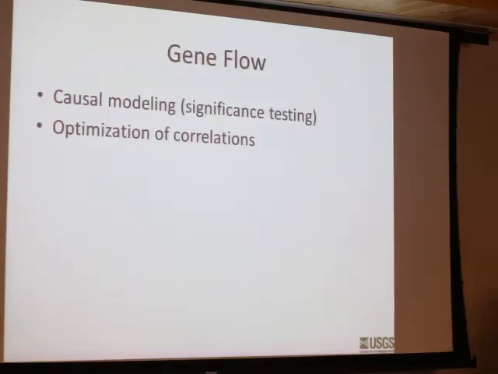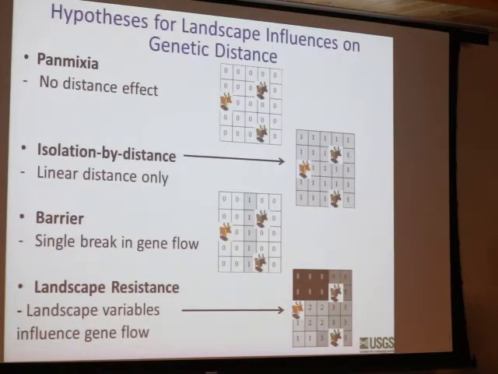But first, to talk about gene flow, and to get back to your question, there are two approaches to try to quantify those resistances. One is based more on significance testing, and the other approach is really trying to use correlations and optimize those. When you're doing significance testing, you start off with hypotheses that are very explicit.